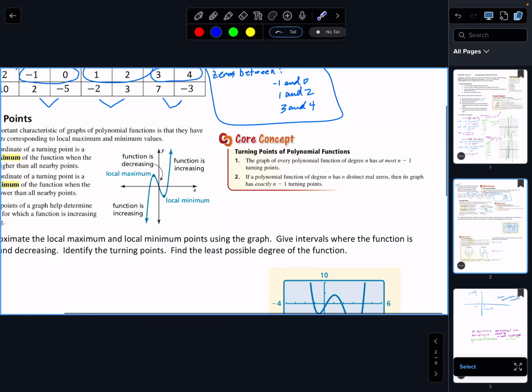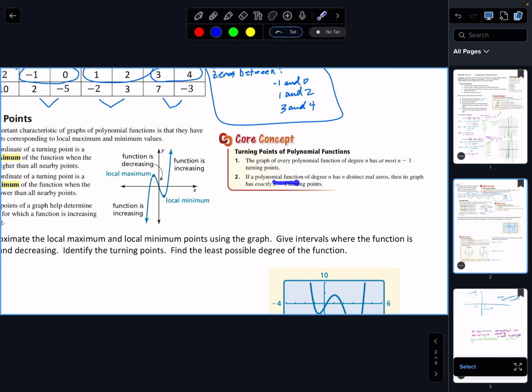Then over here, a core concept. The graph of every polynomial function of degree n has at most n minus 1 turning points. If you have a polynomial of degree 6, the most number of turning points you can have is 5, one less than the degree.